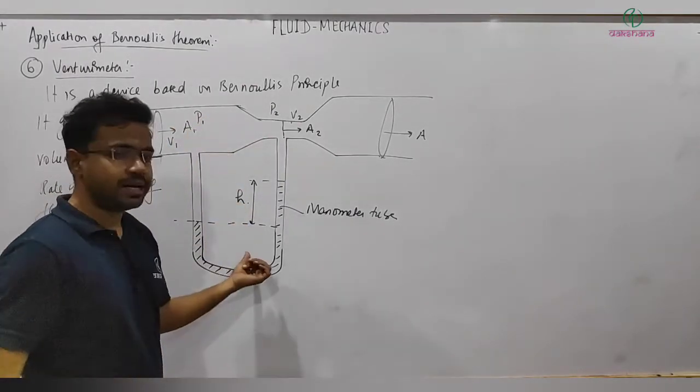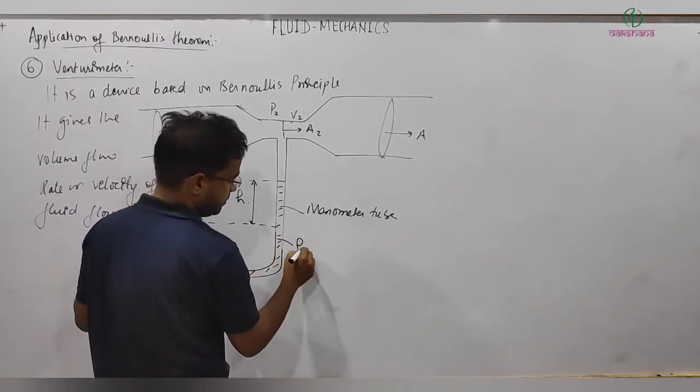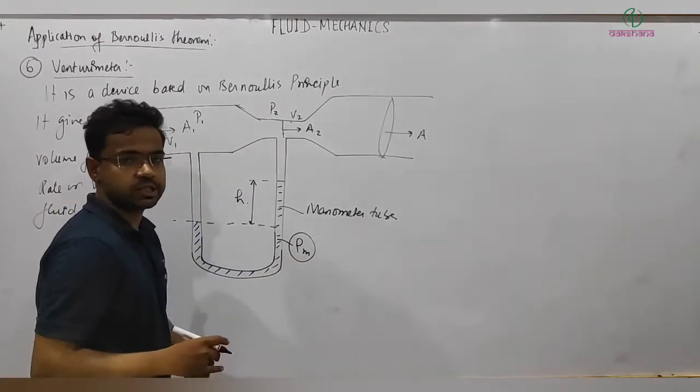So here, instead of that, I am using a manometer tube, and here mercury is filled, so rho m is the density of mercury.